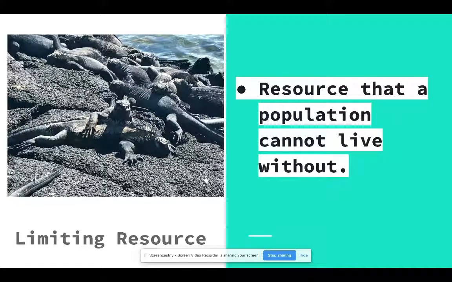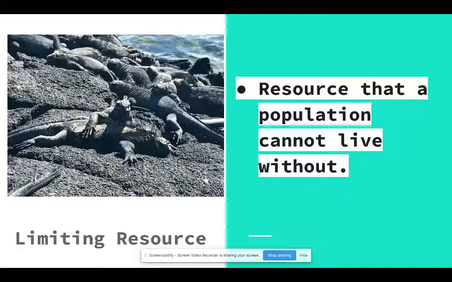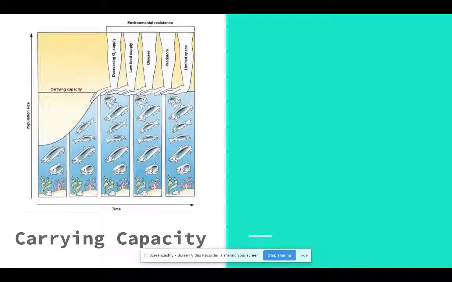So that's what I mean by a limiting source. It's a resource that a population cannot live without. So think of it: water, food, mates. If you remove a limiting source from an ecosystem, you can expect that population to go down. Which leads us to carrying capacity.